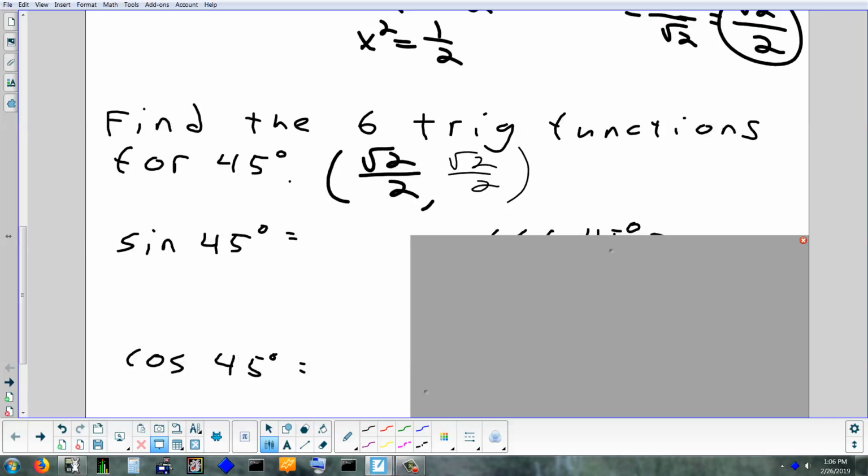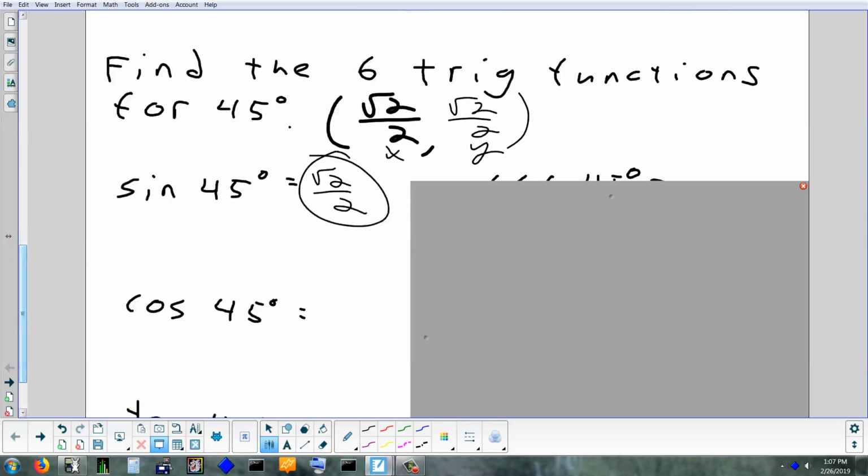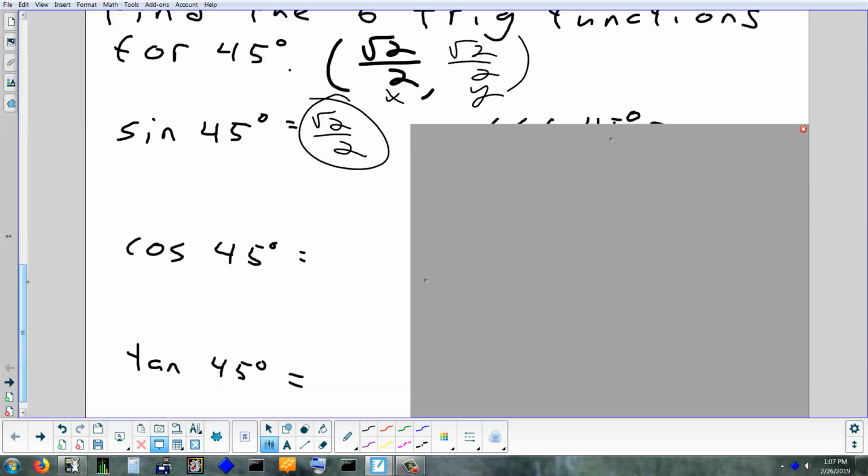So let's start with the sine of 45. Jillian, what's the sine of 45? Square root 2/2. And since they're both the same, can you just tell me which one it is? The right one, it's the y value. So the sine is root 2/2. Alyssa, how about the cosine? Yep, and which one was that from?